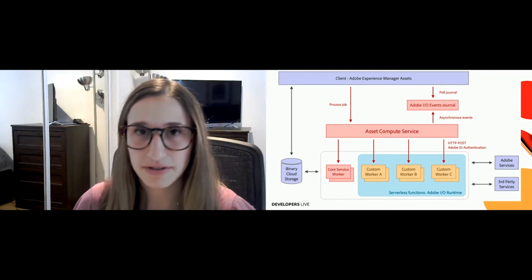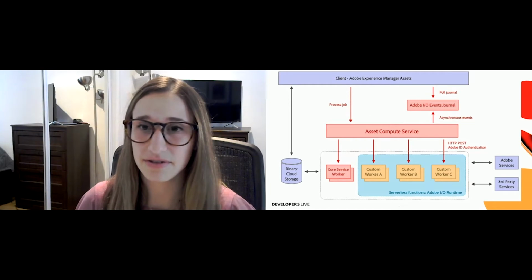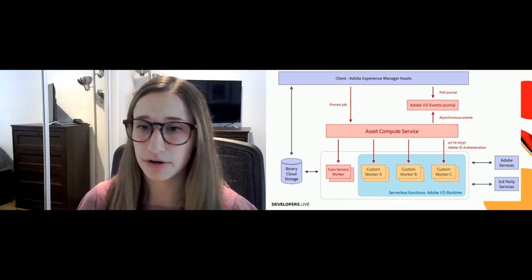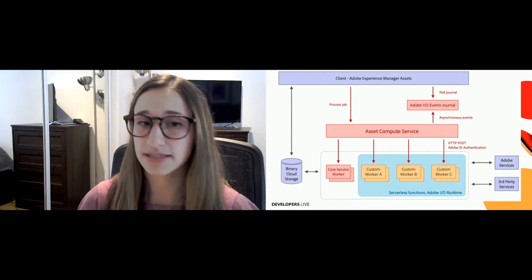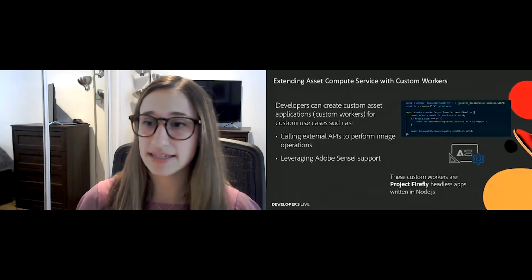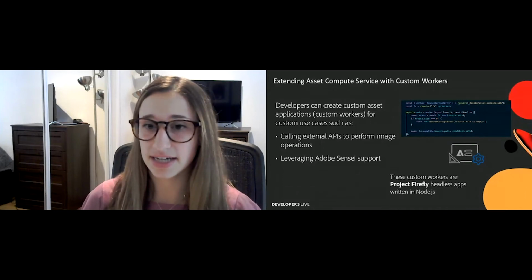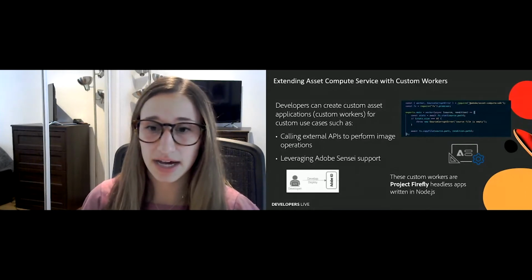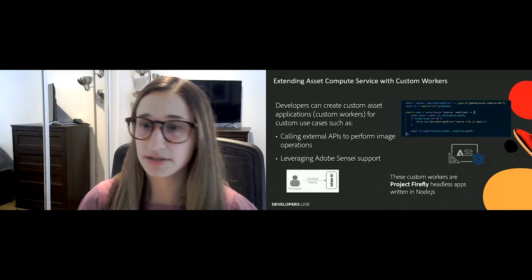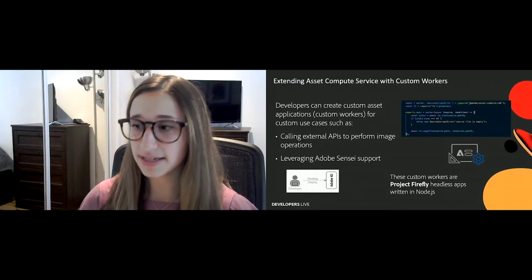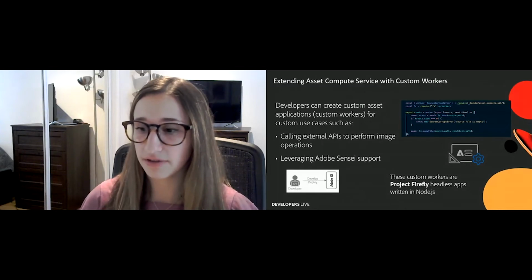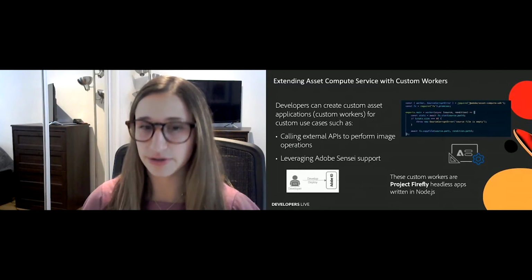So as mentioned before, these workers that the Asset Compute service uses can be built-in Adobe workers or your own custom workers. And these custom workers are custom asset applications for use cases such as calling external APIs to perform image operations or leveraging other Adobe services and APIs like Adobe Sensei. These custom workers are all Project Firefly headless apps written in Node.js.